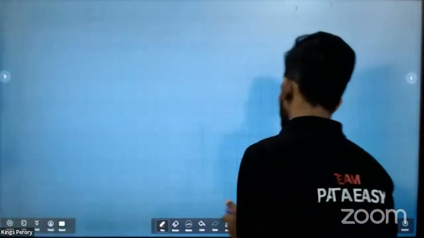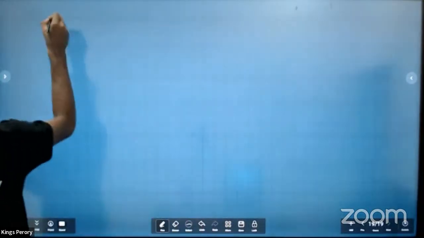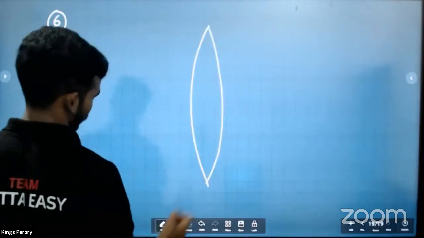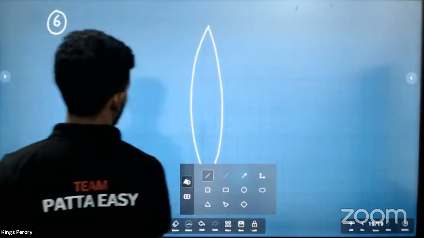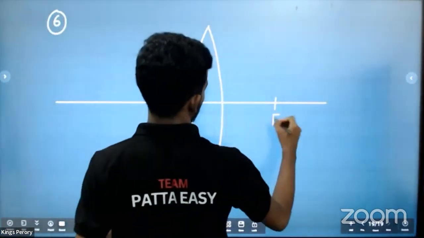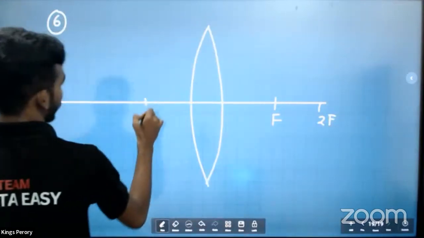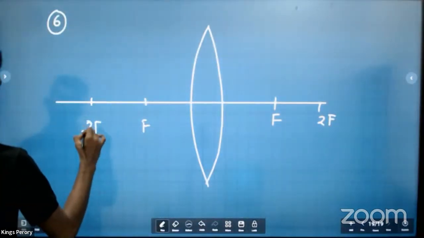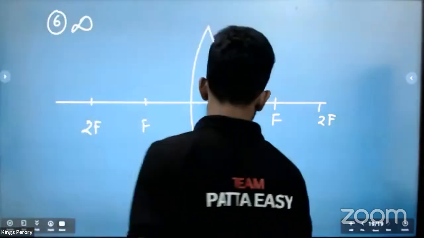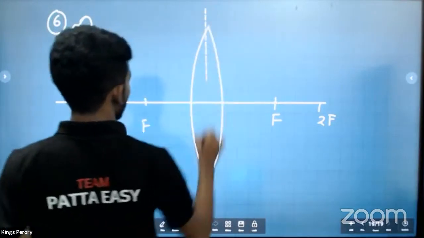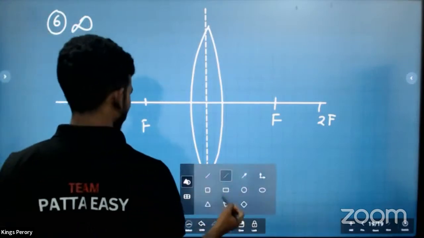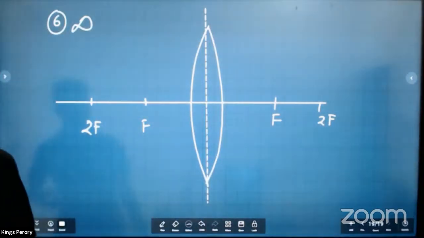Last one, sixth one, nothing big. F, 2F. Now, where is the object? Object at infinity. Are you going to draw the object? No, you cannot draw the object. Then what do you draw? Only the light rays coming from the object.